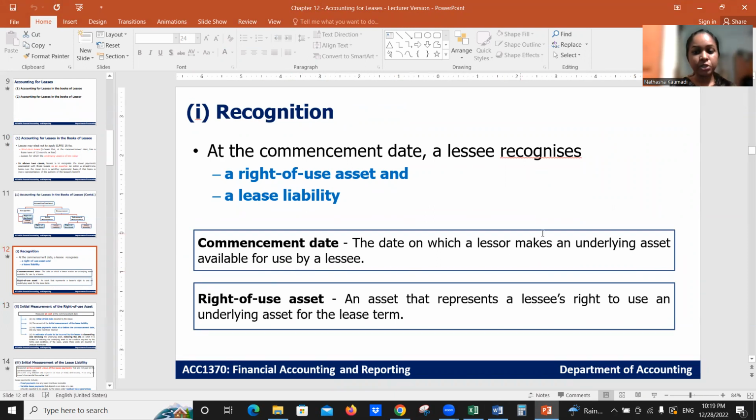So the date on which the lessor makes an underlying asset available for use by the lessee.